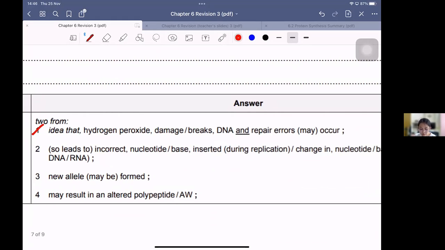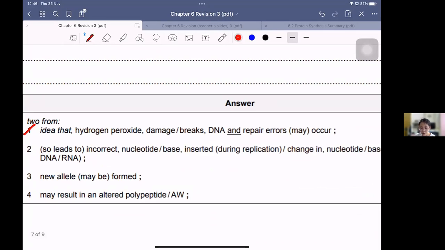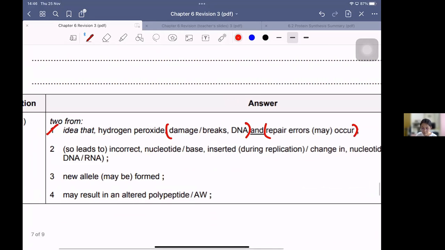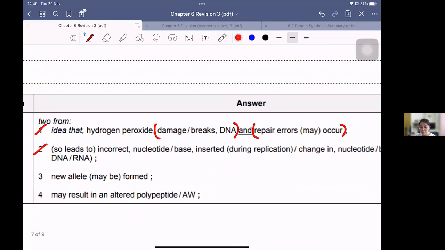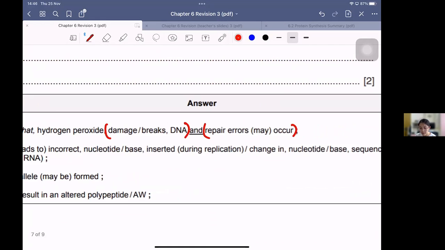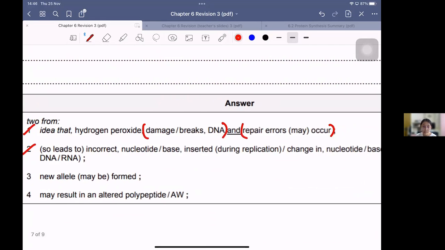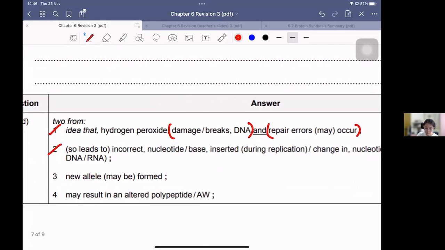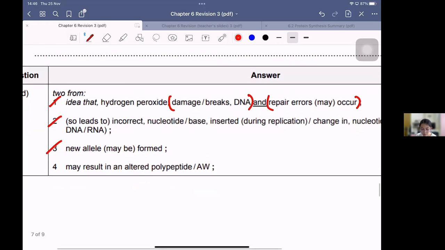We get a point for hydrogen peroxide damages or breaks the DNA, and repair errors may occur. So hence an incorrect nucleotide or base is inserted during replication, or there is a change in nucleotide or base sequence of the DNA or RNA. Therefore, a new allele may be formed and may result in an altered polypeptide.